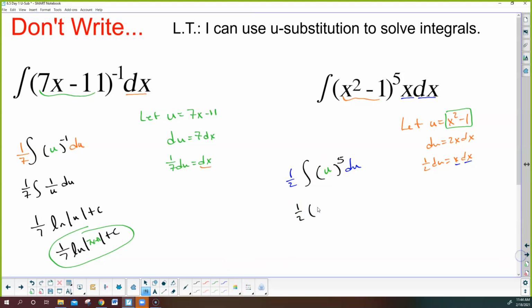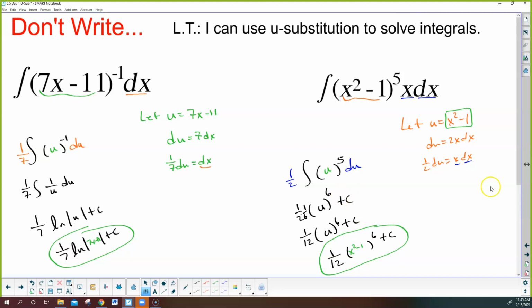So I'm going to undo this power by adding 1. But if I put a 6 up top, I have to multiply by a 1/6 in front, and then I have 1/2 times 1/6, which is 1/12 u to the 6th. But we don't like that with the u in there, so I'm going to replace u with x squared minus 1.